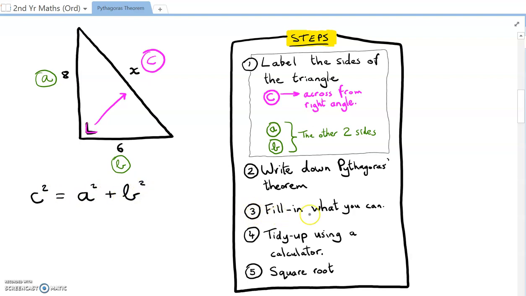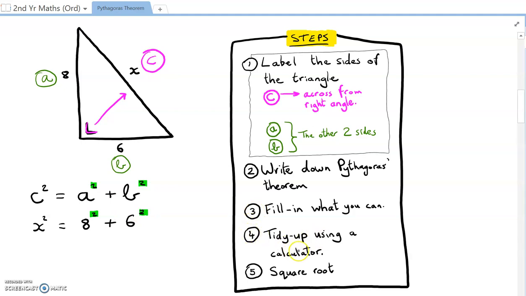Okay, step 3, fill in what I can. What's C? C is X, so I'm going to put in X. A is 8, so I'm going to put in 8. B is 6, so I'm going to put in 6. I'm not going to forget, by the way, my little squares. They're still there. They don't change.